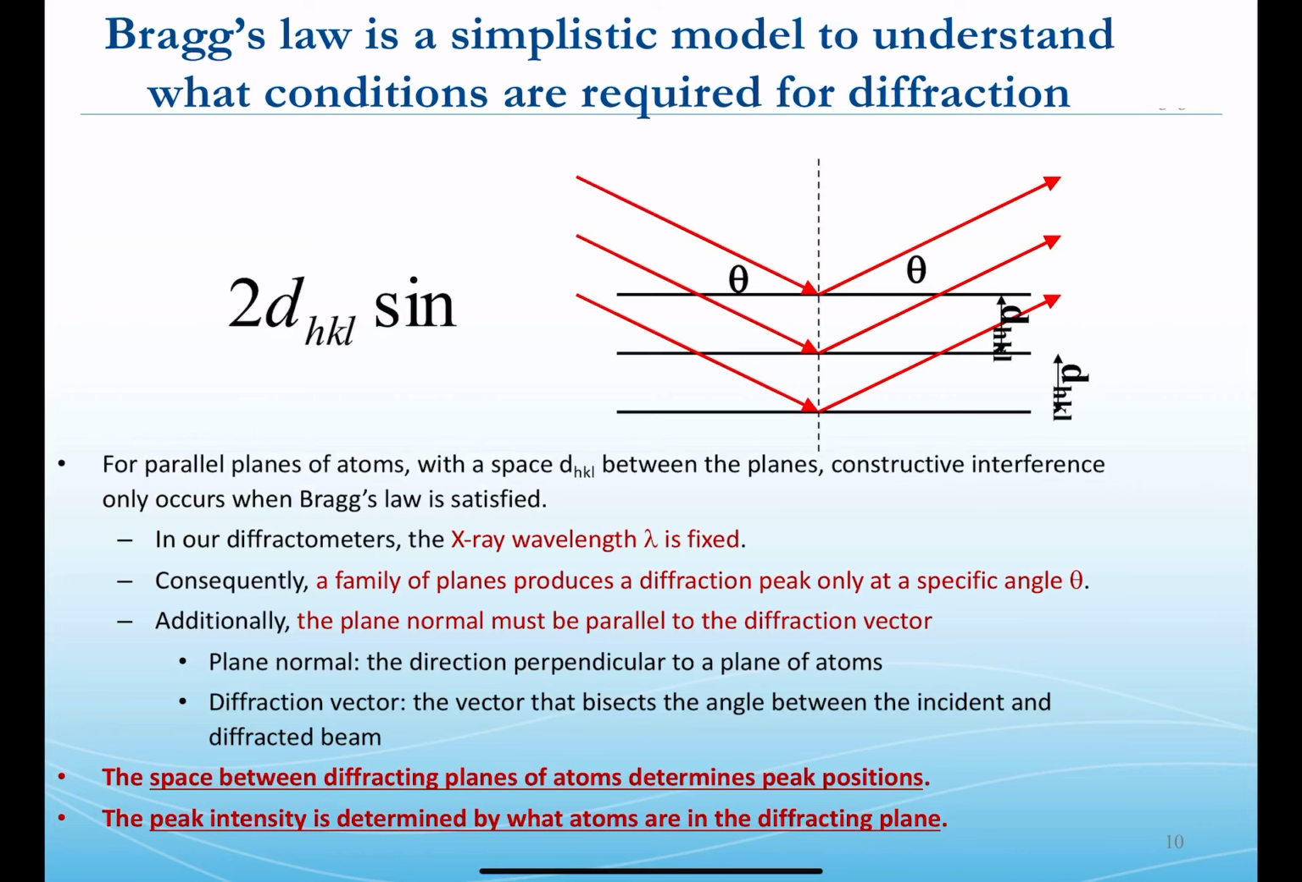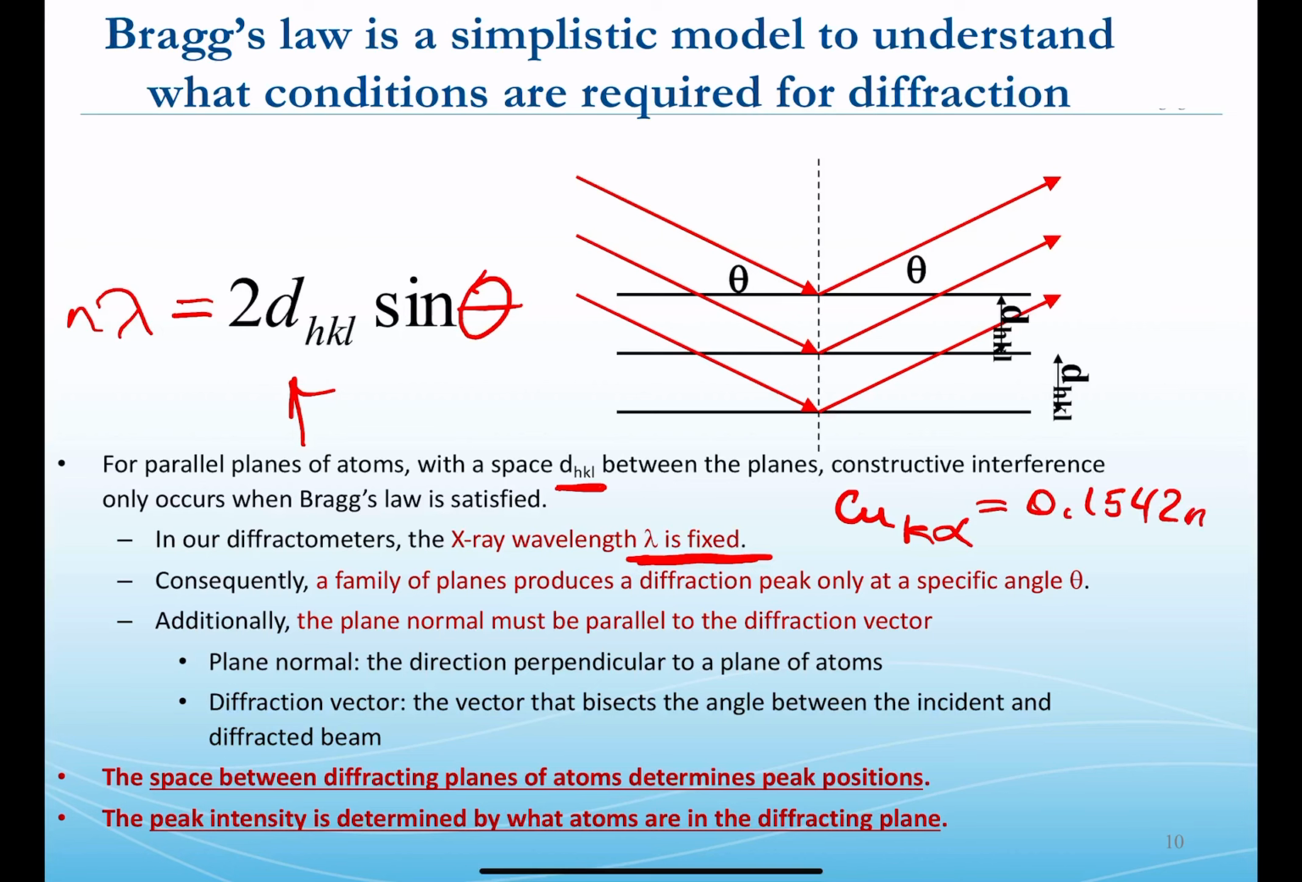Good. So some other kind of requirements for Bragg's law. So again, Bragg's law was n lambda is equal to 2d sine theta. And some other requirements for parallel planes of atoms with a spacing that is the same of h, k, and l between those planes, we want to see constructive interference when we satisfy the equation above, Bragg's law. In most diffractometers, the incident radiation is fixed. So in the previous example, we saw copper K alpha, which was equal to 0.1542 nanometers there. So that is a constant. So far, the left-hand side is looking constant.